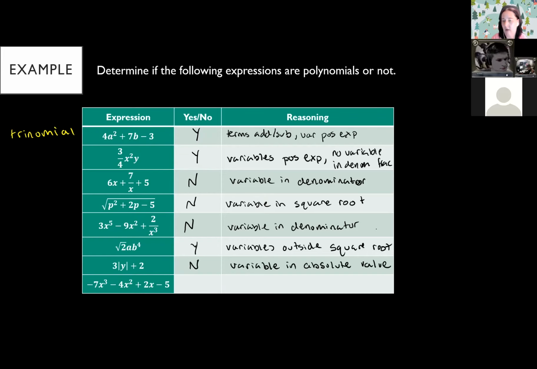And then the last one, we've got negative 7x cubed minus 4x squared plus 2x minus 5. And anyone who hasn't spoken up, you can type in the chat your answers if you don't feel comfortable speaking. You can even chat just me if you want. Okay, we've got an answer. Yes, that is correct. So that is a polynomial. We have all these variables with positive exponents. They're not in any of the other situations.